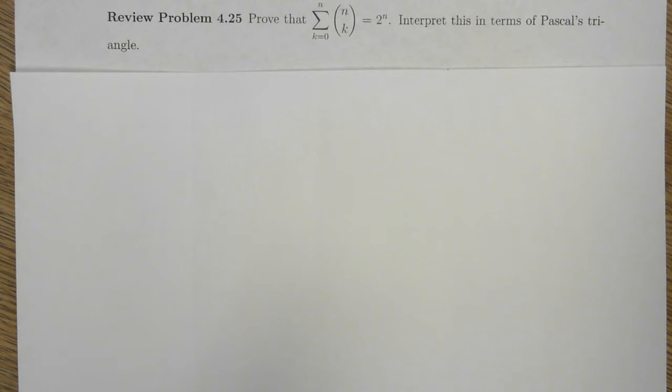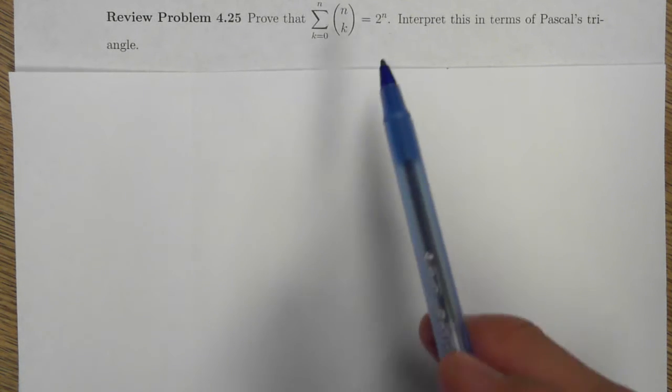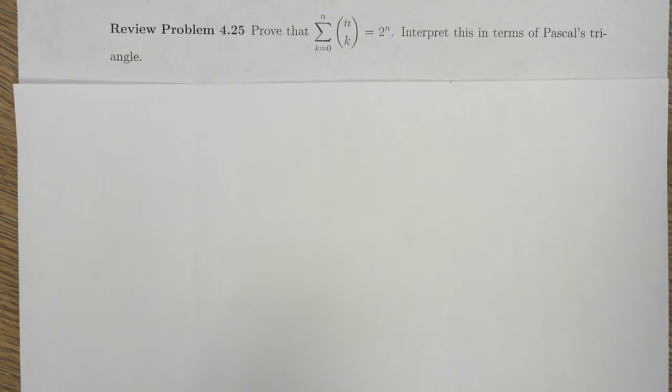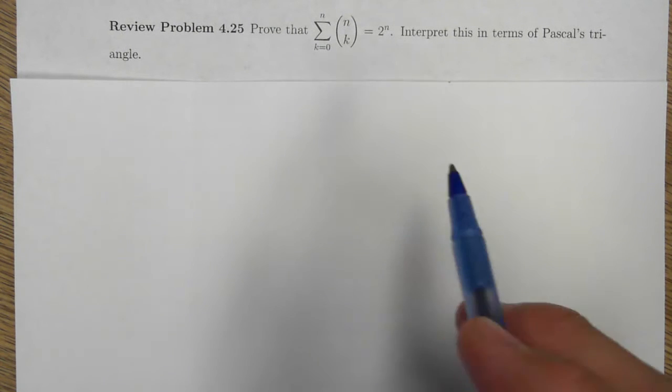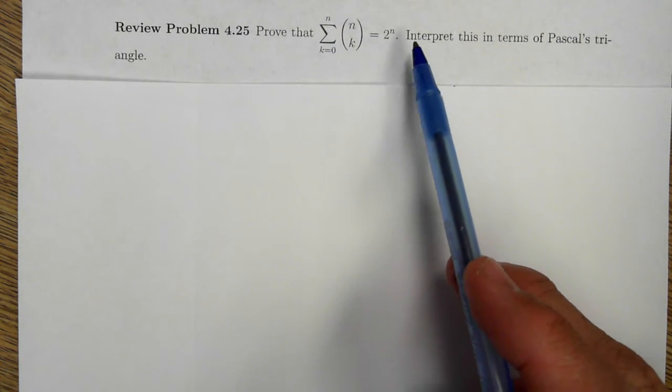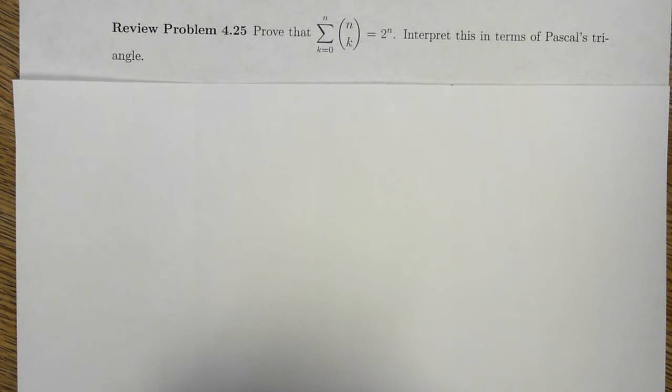Alright, for this problem we're going to prove that the summation k equals 0 to n of n choose k is equal to 2 to the n, and we will interpret this in terms of Pascal's triangle. And for this one, it's actually a bonus. I'm going to give two different explanations for why this works.